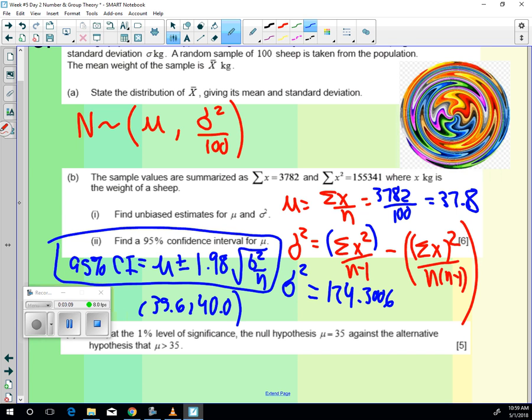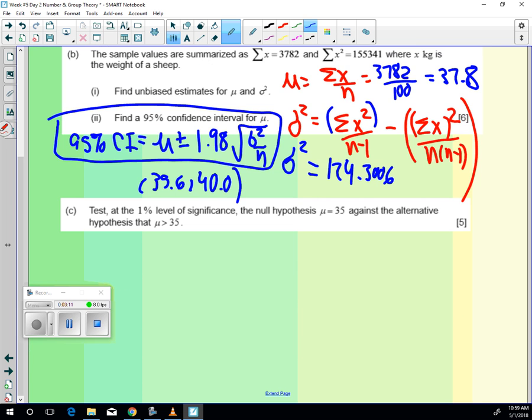That's what they got. And then for the last part, test at the 1% significance level, null hypothesis H0, mu is 35. Alternative hypothesis is mu greater than 35. And when it's mu greater than 35 and mu equal to 35, what tail test is that? 1 or 2? This is a one-tailed test.